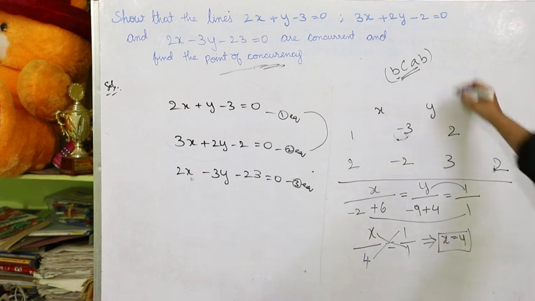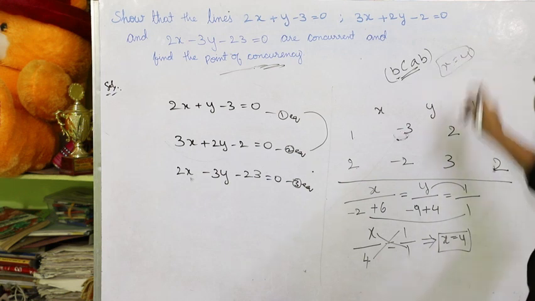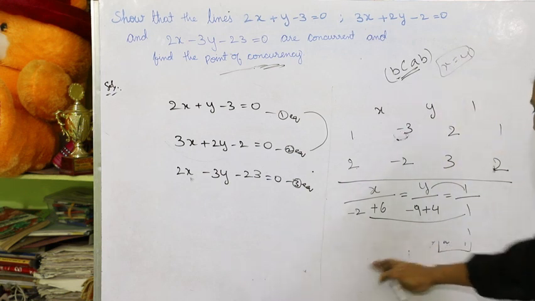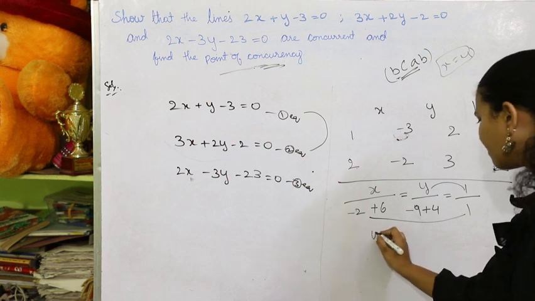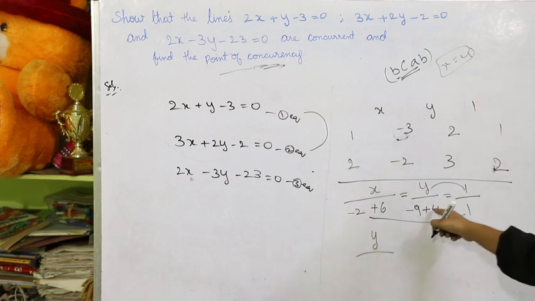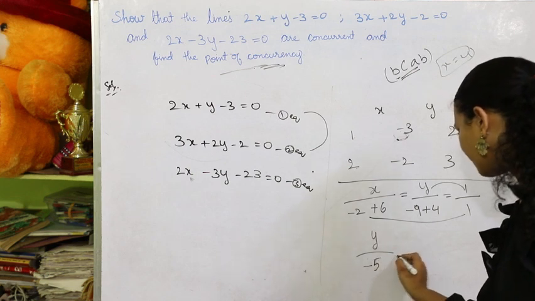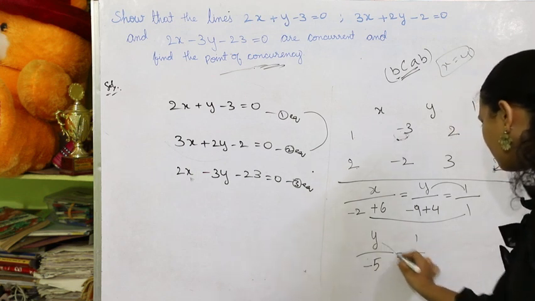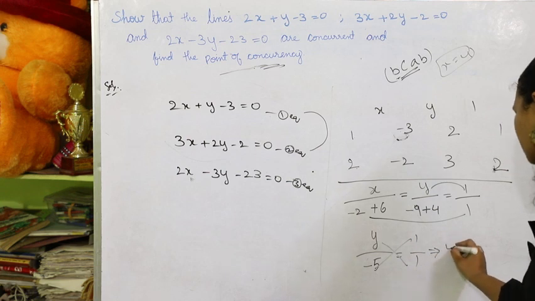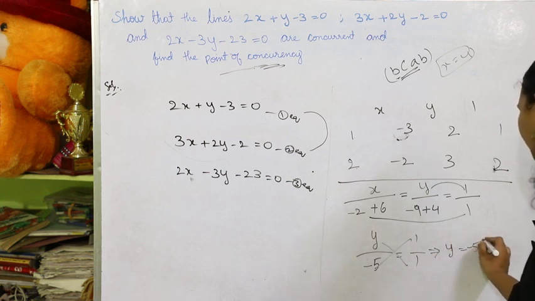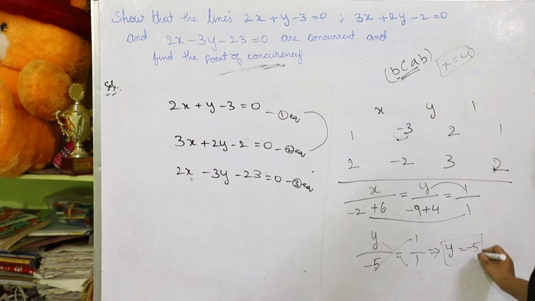Let me write down here, x is equal to 4. So let me again take the next value, y. Y by minus 9 plus 4. Minus 9 plus 4, how much? Minus 5, right? Minus 5, which is equal to 1 by 1. By cross multiplication, this gives y is equal to minus 5. Hope you got it. We got the x value and the y value.